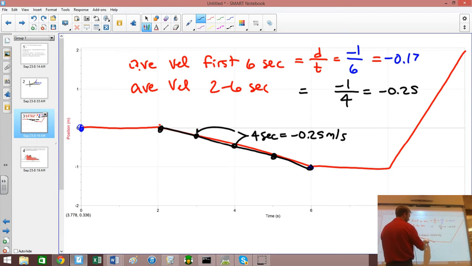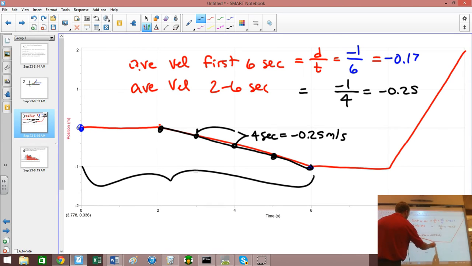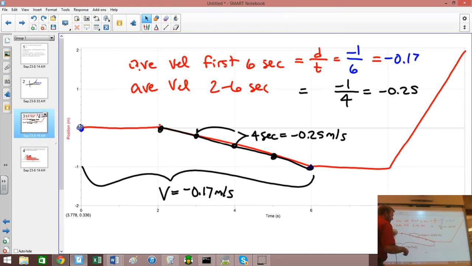That's also my speed right there. But my average speed over the entire interval 0 to 6 seconds is equal to -0.17 meters per second. That's the gist of the difference between instantaneous velocity and average velocity. Let me give you another example problem where you're going to see something like this.